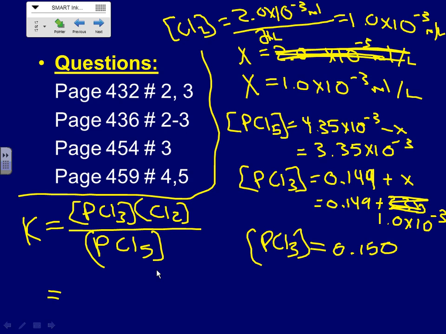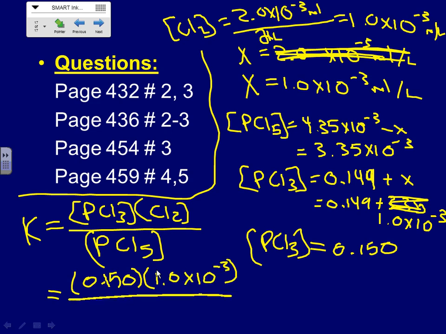And PCl3 ended up being right there, 0.150. Cl2 is that one up there, 1.0 times 10 to the minus 3. And PCl5 ends up being there, 3.35 times 10 to the minus 3. Woo! This is killing me. Over there. What do we have? What do you got? Somebody? Anybody?